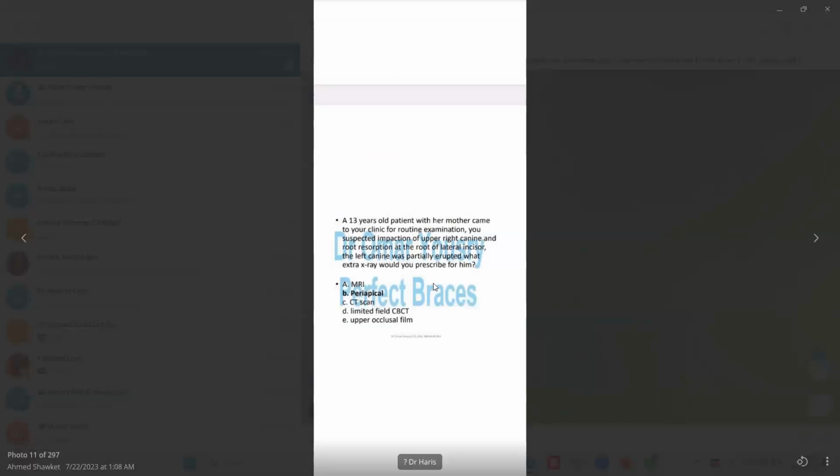A 13-year-old patient with a mother came to your clinic for routine examination. You suspect infection of the upper right canine and root torsion of the lateral incisor. But you haven't taken any X-ray, so how can you suspect this? The left canine was partially impacted.